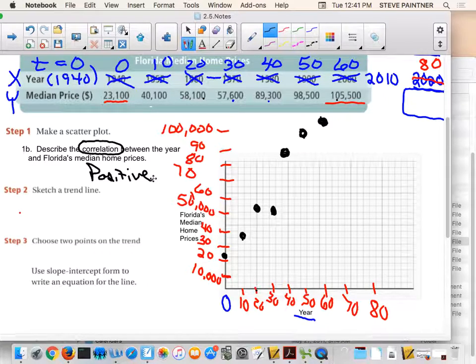So to me, a trend line is kind of like this. I look at the data and I go, well, this is kind of like the lower boundary of my data. This is like the upper boundary of my data. So where am I going to fit this trend line?